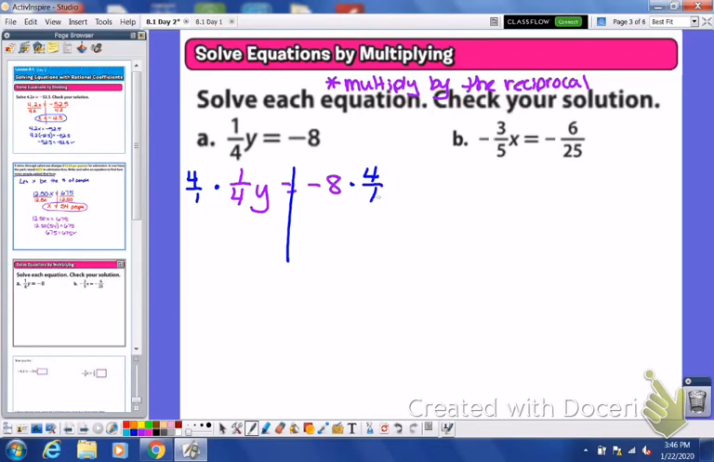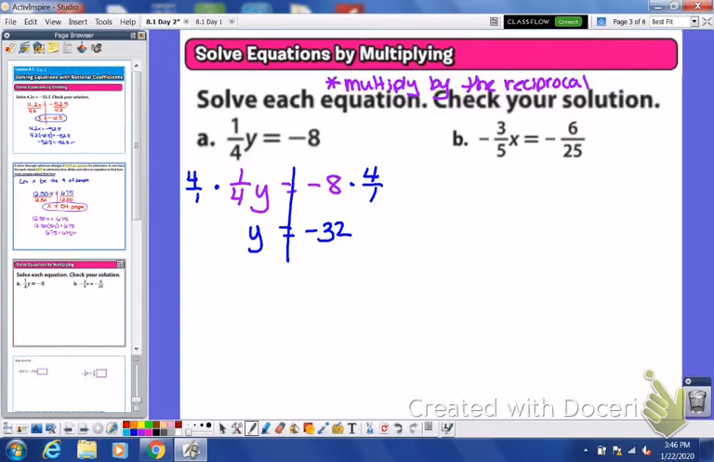Now the reason this works, if I did 4 times 1 and 1 times 4, I would get 4/4, which we know reduces to 1. And 1 times y is the same thing as y. So they multiply out to 1, so we're left with just y equals -8 times 4/1, the same thing as -8 times 4. So that would be -32.